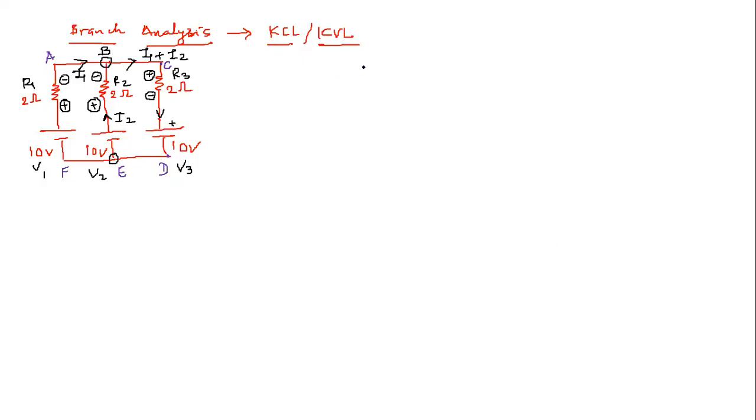Step 1: assume the unknown direction of a current as shown in the diagram. Then mark the polarity and label it across the junction. Mark the polarity across the resistance based on the direction of current. Then label it, and then apply KVL for any two loops.